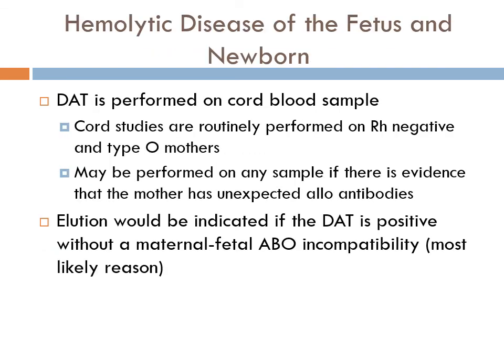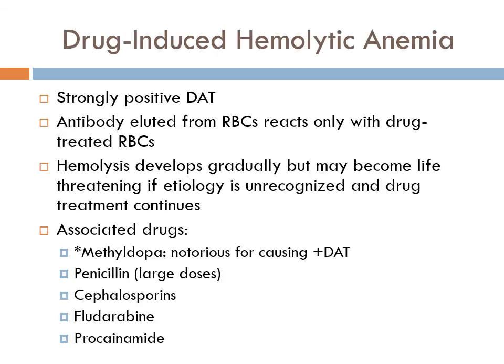Touching a little bit on hemolytic disease of the fetus and newborn, a DAT is performed on the cord blood sample. Cord blood studies are routinely performed on Rh negative and type O mothers. These may be performed on any sample if there's evidence that the mother has unexpected alloantibodies. One of the most common hemolytic diseases of the fetus and newborn is going to be with ABO incompatibility in newborns. The elution would be indicated if the DAT is positive without a maternal-fetal ABO incompatibility, which, again, is the most likely reason.